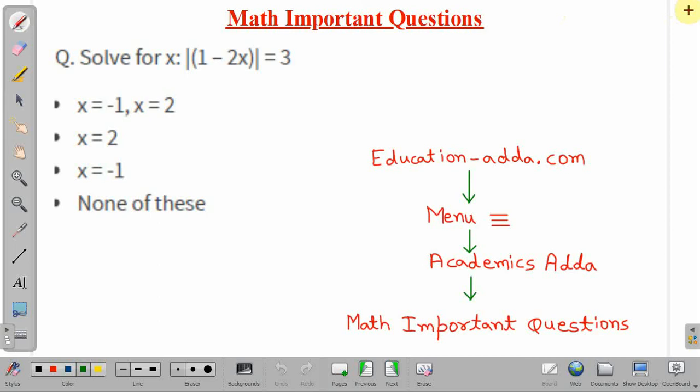Hello friends, in this lecture we will discuss one important problem of mathematics which is from the topic absolute value function.